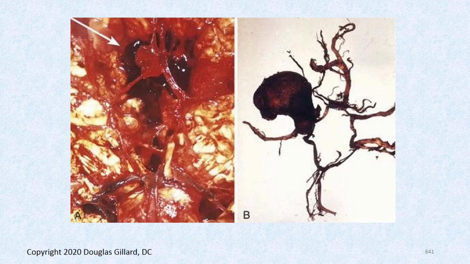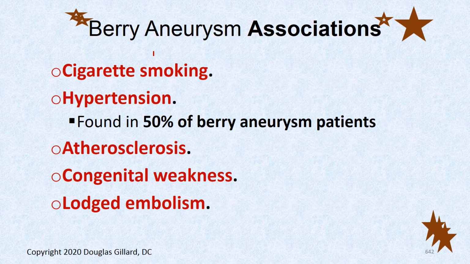There's a patient who died, and they did an autopsy, massive bleed. You can see the blood all over in the brain, and there, right at the junction there in the anterior circulation, is a massive Berry aneurysm. Okay, there are some associations with Berry aneurysm. Cigarette smoking, hypertension. In fact, 50% of Berry aneurysm patients have antecedent hypertension, pre-existing hypertension.